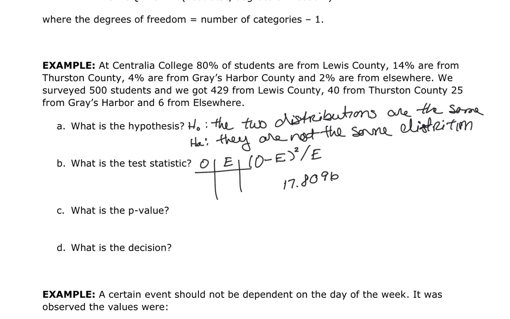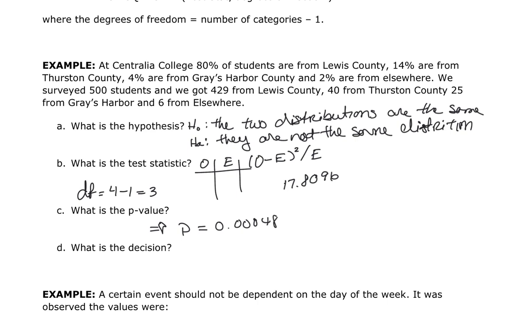Now the p-value, because my test statistic is that, I'm going to do equals CHISQ.DIST.RT. My degrees of freedom is going to be the number of categories minus 1, and I had 4 minus 1, so this is 3. I would use the chi-squared to get my p-value, and I end up with a p-value of 0.00048.